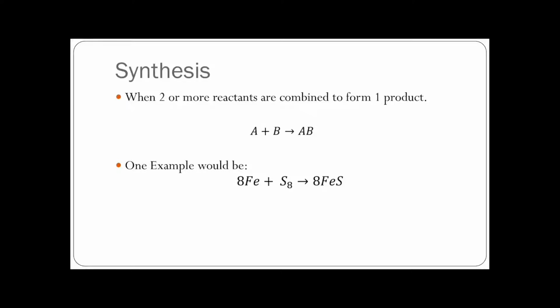So looking at this generic equation here, we've got A plus B, which makes AB. So this is what we're talking about. We've got 2 or more that have come in, the A and the B. They are now combined and formed the one product of AB. Another example would be 8Fe plus S8, which makes 8FeS.